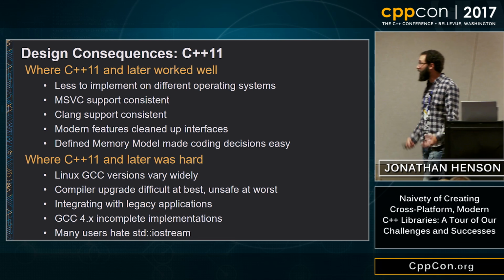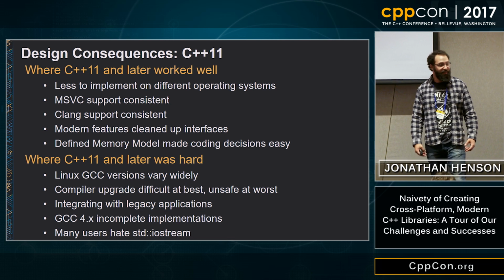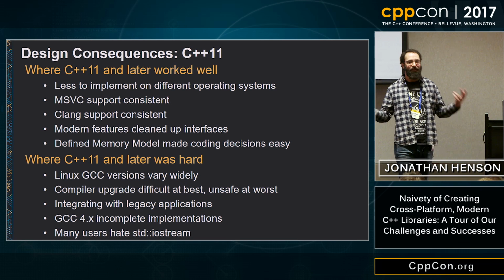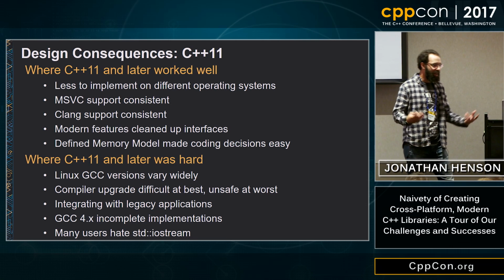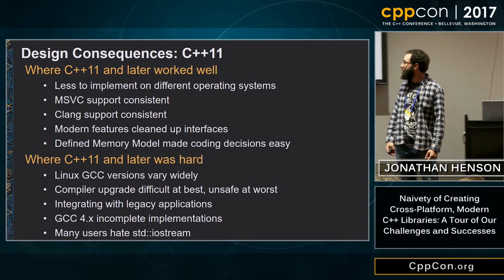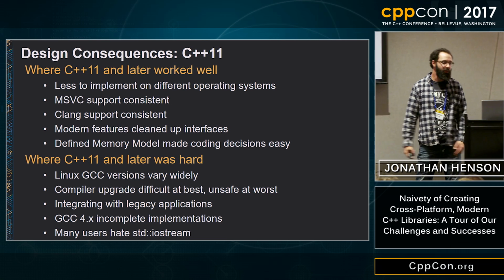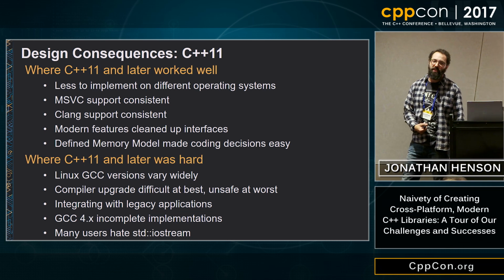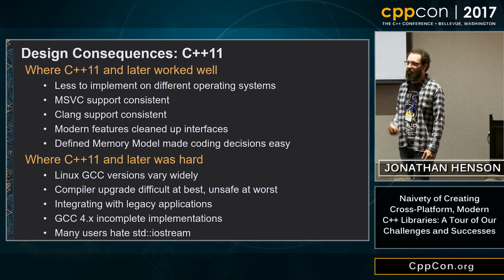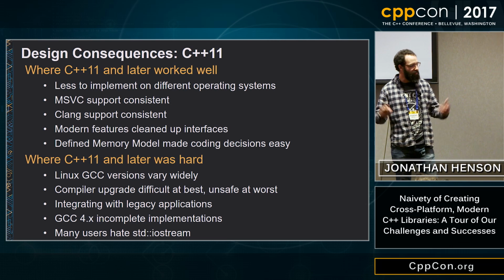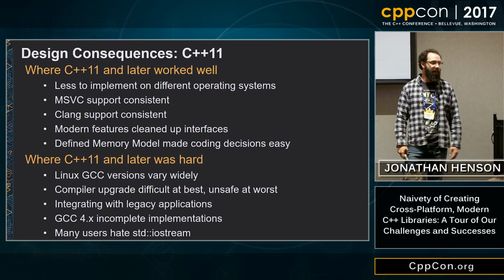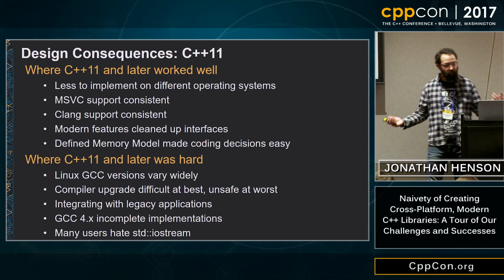Where this was hard, Linux GCC is really a special case. And sometimes you can't even upgrade the compiler safely. Where you can update the compiler, you can't upgrade it safely unless you rebuild the entire thing. And so that's a bad customer story. Integrating with legacy applications. What if somebody wants to use Amazon Web Services from their application and they've got a crufty old system that was built with GCC 4.1.2 on Red Hat 5? What are you going to do?